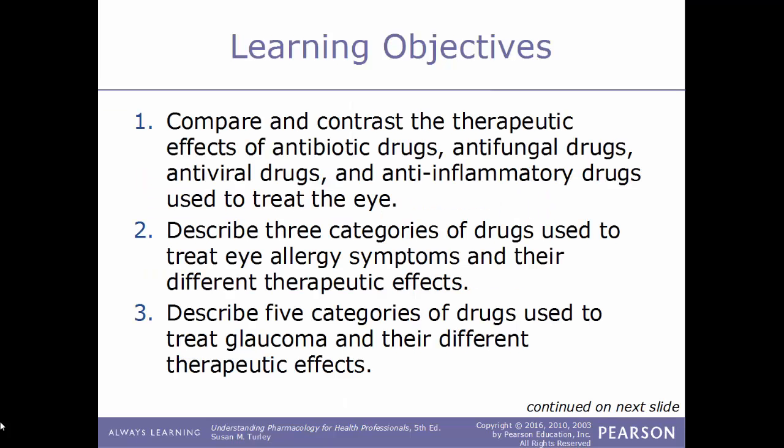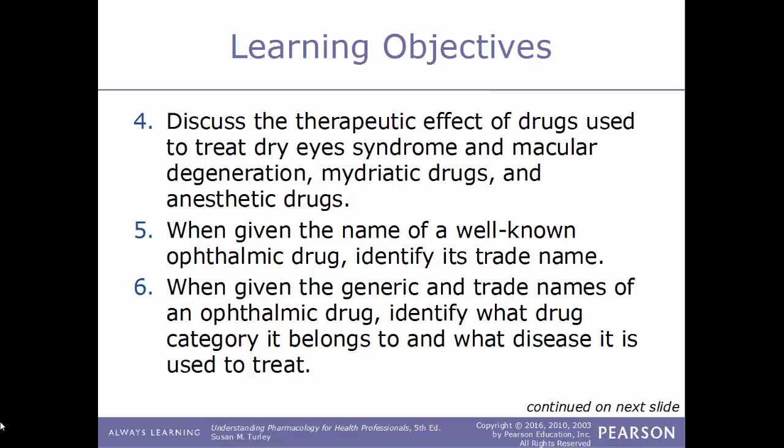Learning objectives for this chapter: compare and contrast the therapeutic effects of antibiotic drugs, antifungal drugs, antiviral drugs, and anti-inflammatory drugs that are used to treat the eye. Describe three categories of drugs used to treat eye allergy symptoms and their different therapeutic effects. Describe five categories of drugs used to treat glaucoma and their different therapeutic effects. Discuss the therapeutic effect of drugs used to treat dry eye syndrome and macular degeneration, mydriatic drugs, and anesthetic drugs.